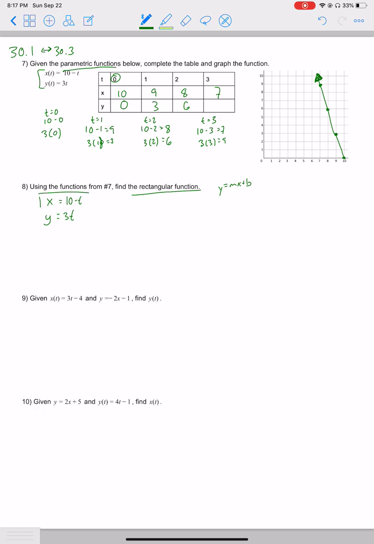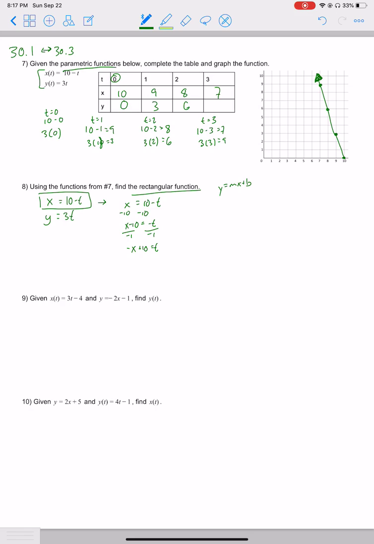What's always easiest is to take our x and solve it for t. So we can subtract 10 on both sides to get x minus 10 equals negative t, divided by negative 1. So we get x divided by negative 1, which is negative x, negative 10 divided by negative 1, which is positive 10, equals t.